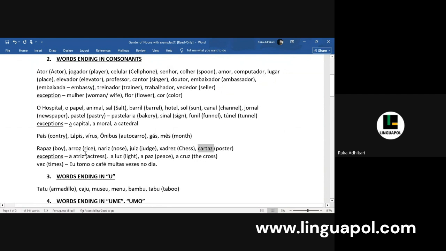Then feminine words that end in Z. Atris. Atris is an actress. So what is an actor? Ator. Yes. So the male form of this is Ator and the female form is Atrish. Luge. Luge means light. That is a feminine word. Page. Page means peace. Feminine word. Cruge. The cross. Feminine word. So there can be as many feminine words as well ending with the letter Z.